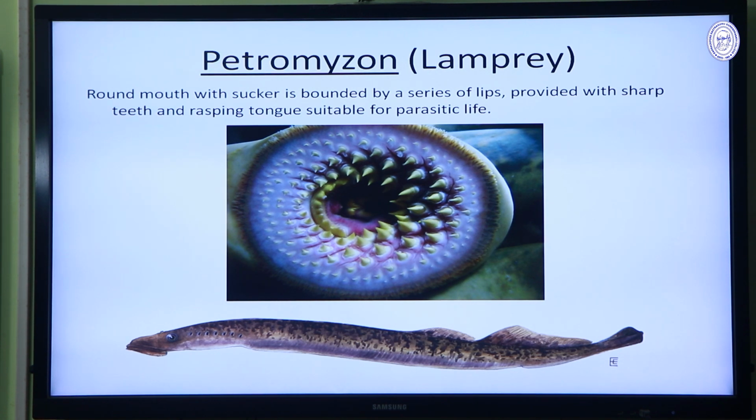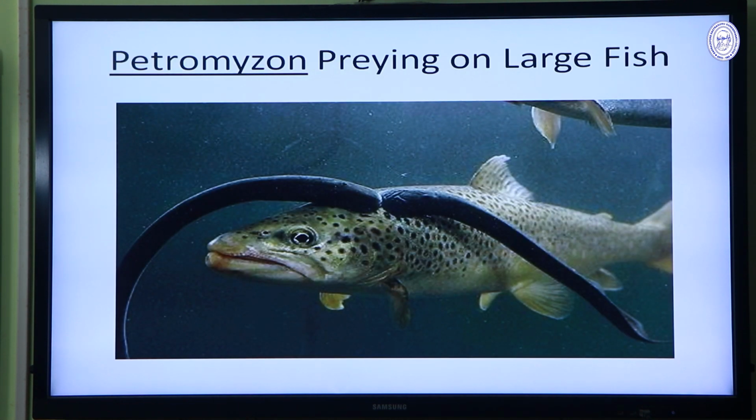So, this is the picture of Petromyzon or lamprey under suborder Petromyzontidae. You can see that this round mouth is bordered by a series of lips, and the lips are provided with sharp teeth. They also have a rasping tongue so that they can suck a large animal and eat the flesh and blood out of its body. Now you can see that a large fish is attacked by lampreys, and wherever this fish goes, the Petromyzon will continue preying upon that fish.